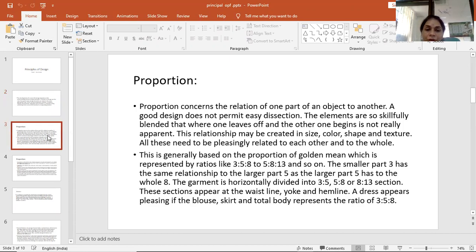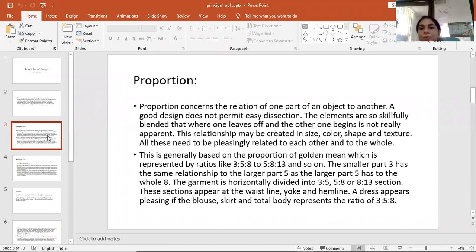First principle of design is proportion. Proportion concerns the relation of one part of an object to another. A good design does not permit easy dissection. The elements are so skillfully planted that where one leaves off and the other begins is not really apparent. This relationship may be created in size, color, shape, and texture, as we learned in our previous sessions. All these need to be pleasingly related to each other and to the whole.